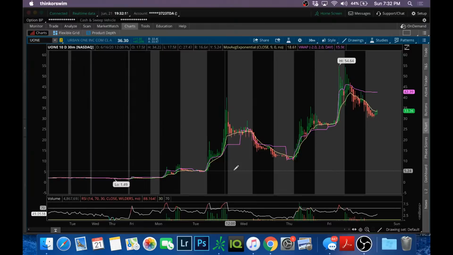Jeez. This reminds me of Liberty, or is it the TripAdvisor one? Yeah, LTRB, something like that. I don't remember the ticker symbol, but yeah. It's UONE. Yeah, we are talking about UONE.